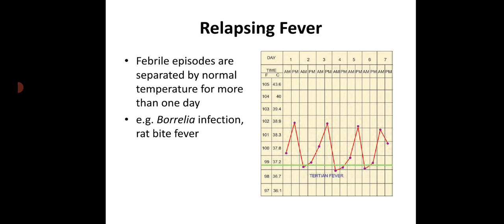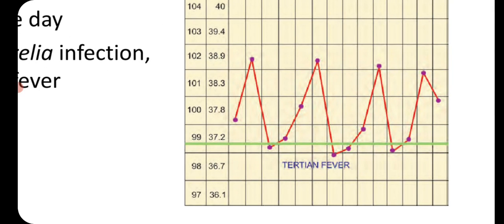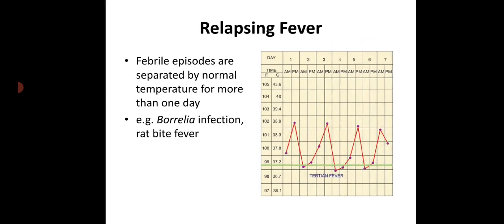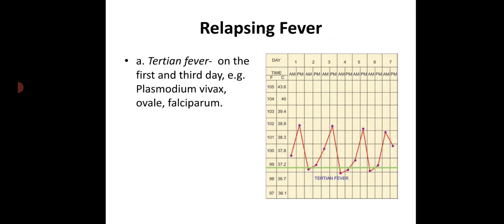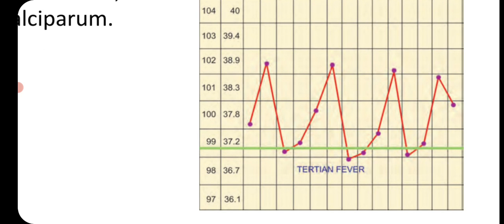Next, relapsing fever. Febrile episodes are separated by normal temperature for more than 1 day. Occurs in Borrelia infection, rat bite fever. So, types of relapsing fever. Tertian fever. The fever occurs on the first and third day. Example, Plasmodium vivax, ovale, falciparum.